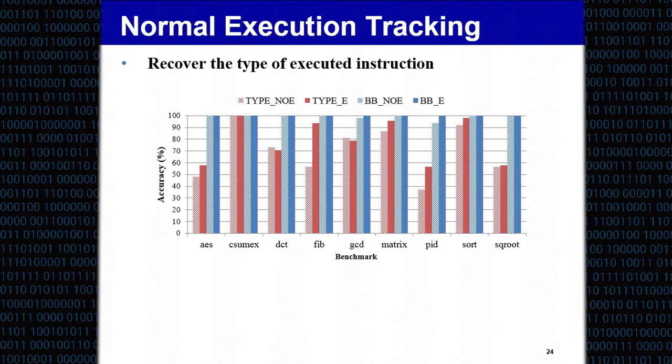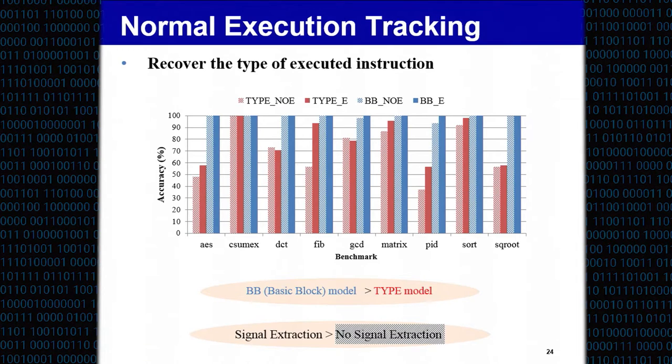Here we show the accuracy of recovering the type of the executed instruction. The result shows the configuration with our BB model can outperform the configuration with type model significantly. This is because using basic block as state can preserve more instruction transition knowledge from the control flow graph. Hence, we can also recover the instruction type more accurately. We also observe the configuration with signal extraction technique can also outperform other configurations in most cases. This demonstrates our signal extraction technique can significantly reduce the noise in power side channel, hence facilitating recognizing instruction type.